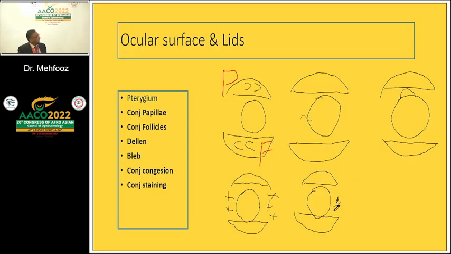Then the ocular surface. This part of the P you take here, and that's for the papillae, and this part of the F is for the follicles. And this is for the conjunctival congestion, coarse corneal staining, and this one is for the dellen. So this one is raised here, and this one is depressed here. That means there's a swelling which is causing corneal thinning. So that is for the dellen, and this one is for the blood.